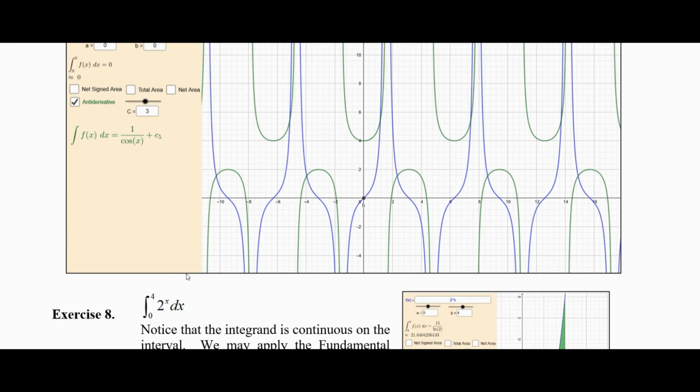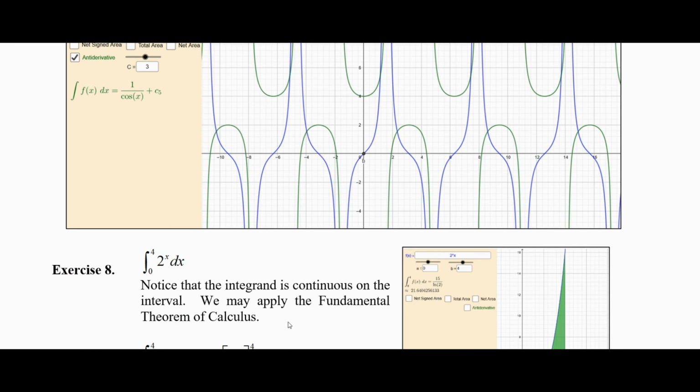How about this one? See if you can do this one yourself. The integral from 0 to 4 of 2 to the x dx. Well, first of all, it's a definite integral, so we need to make sure that it's continuous on that interval if we want to apply the fundamental theorem of calculus to find an exact value for the answer. In fact, 2 to the x is continuous everywhere, so we can do that.